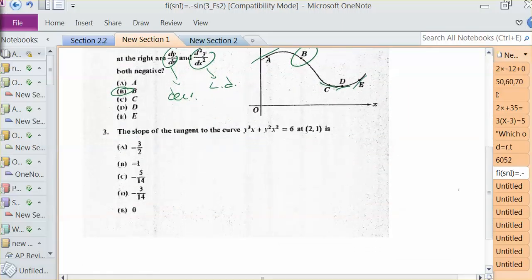For number 3, this is going to require some pretty gnarly implicit differentiation. So we're going to do product rule twice for y cubed x and y squared x squared. So brace yourself for this one. I take the derivative of y cubed, which is 3y squared, but times dy over dx, and of course times x, plus, then I leave y cubed alone, take the derivative of x, which is 1.